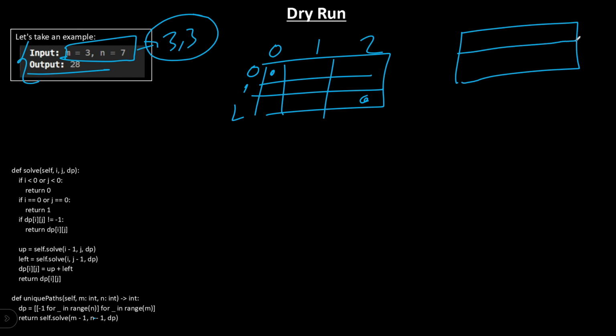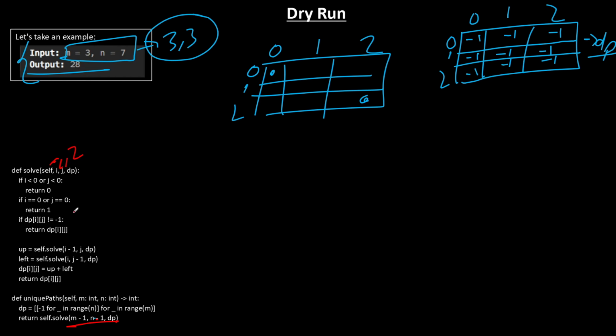Let this be the m cross n DP, 0 1 2, 0 1 2. This is the DP. Okay, let's start. We start here. Right now we have 2 comma 2 with us. We're standing here, so all these conditions are falsified right now. So we'll go up. In this scenario we are trying to go up.